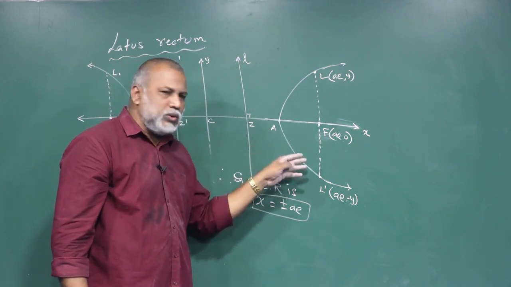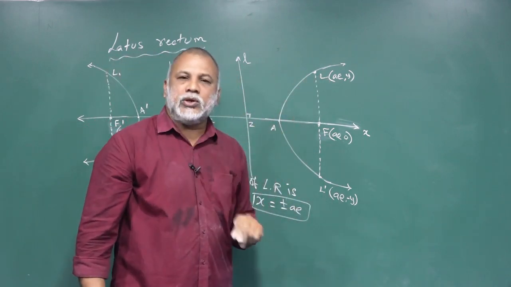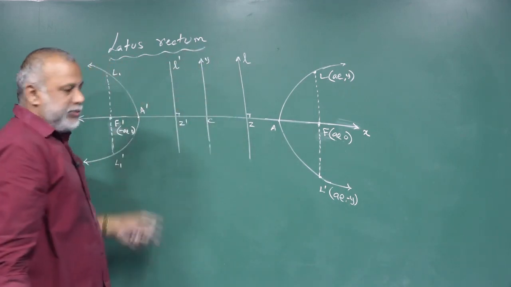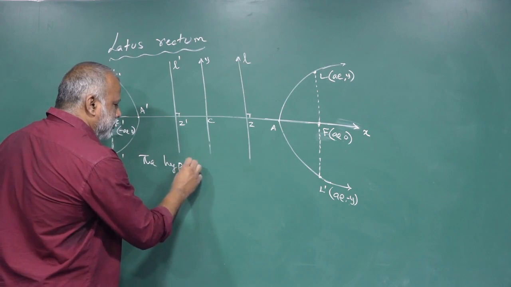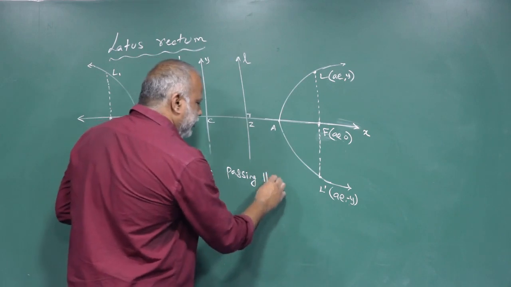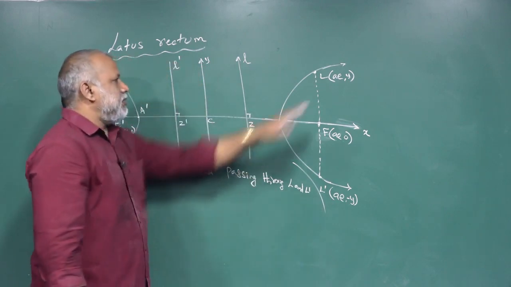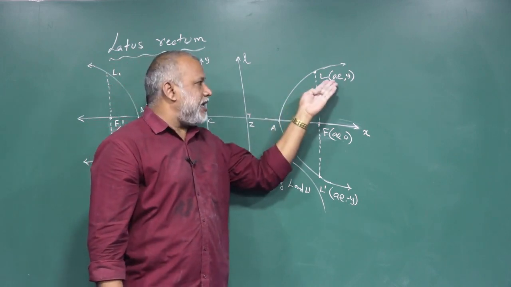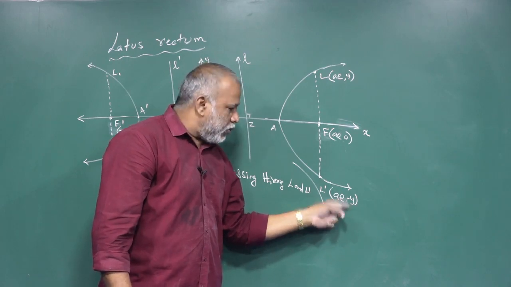Now we are going to work out the length of the latus rectum. We need L and L dash. Then only we are able to work out the length. See now, the explanation. This is the hyperbola. The hyperbola passes through L and L dash. We are taking one side, L and L dash. Therefore we can substitute x equals AE. The x value is known, the y value is unknown. Here also the x value is known, it's the same AE. The y value is unknown.